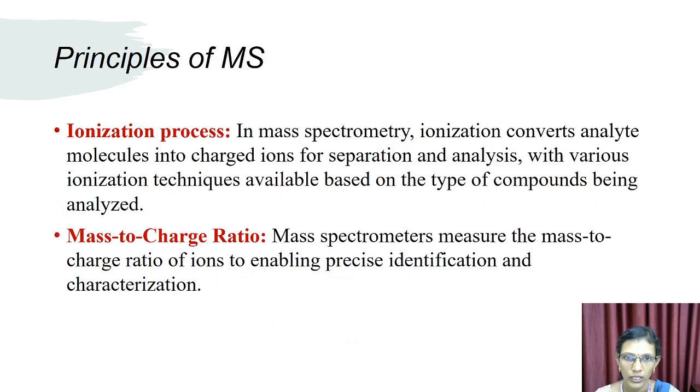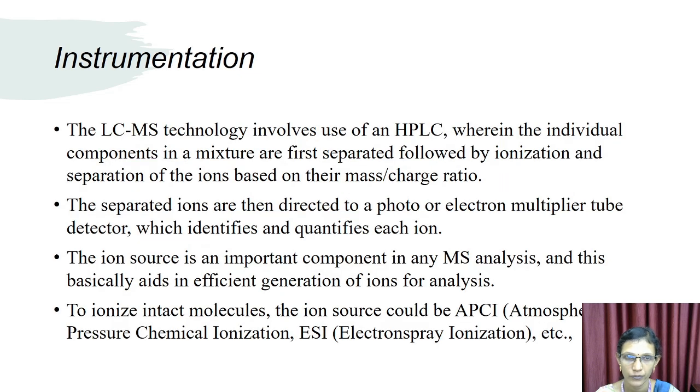Ionization process. In mass spectroscopy, the ionization converts the analyte molecules into charged ions for separation and analysis. Various ionization techniques are available based on the type of compound being analyzed. In mass to charge ratio, the mass to charge ratio of ions is measured to enable precise identification and characterization of the samples. The instrumentation, what is the workflow?